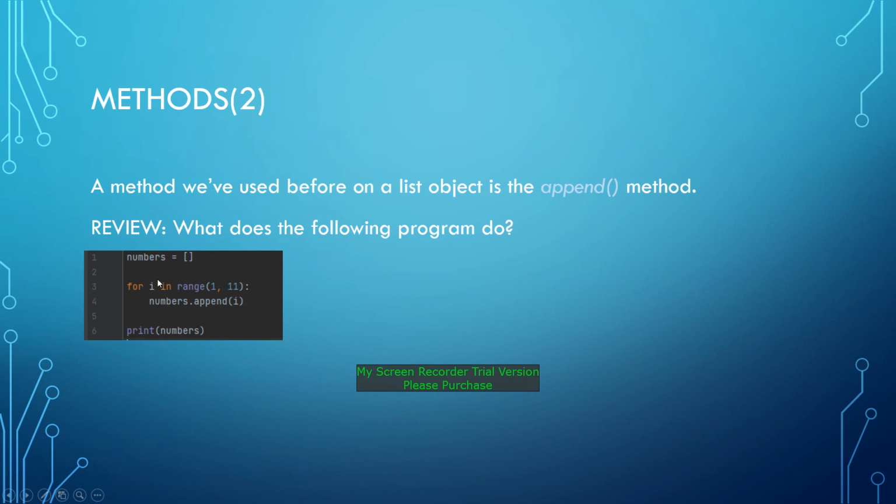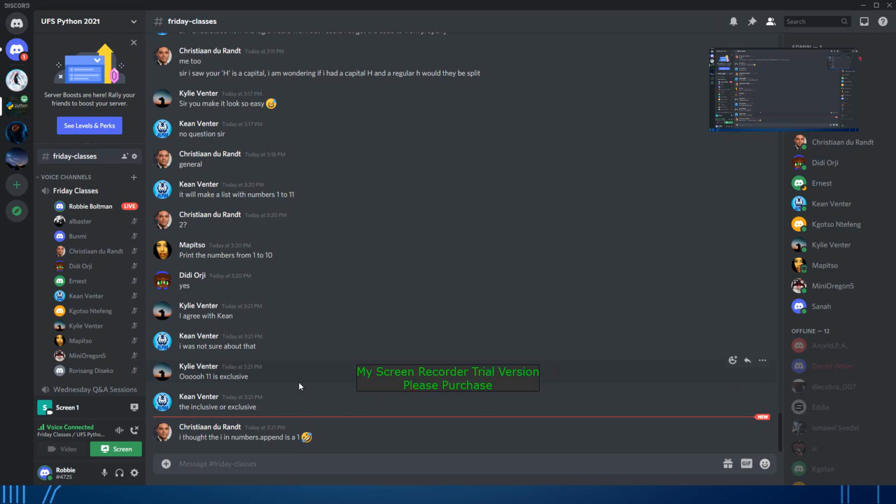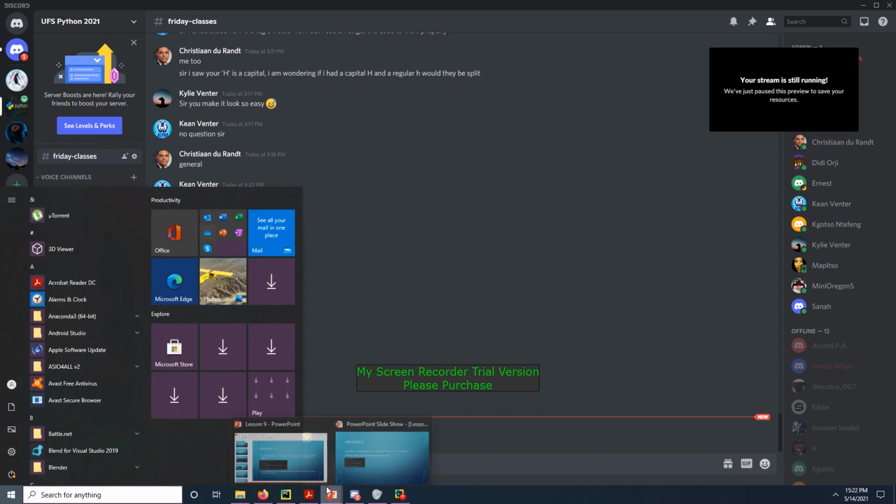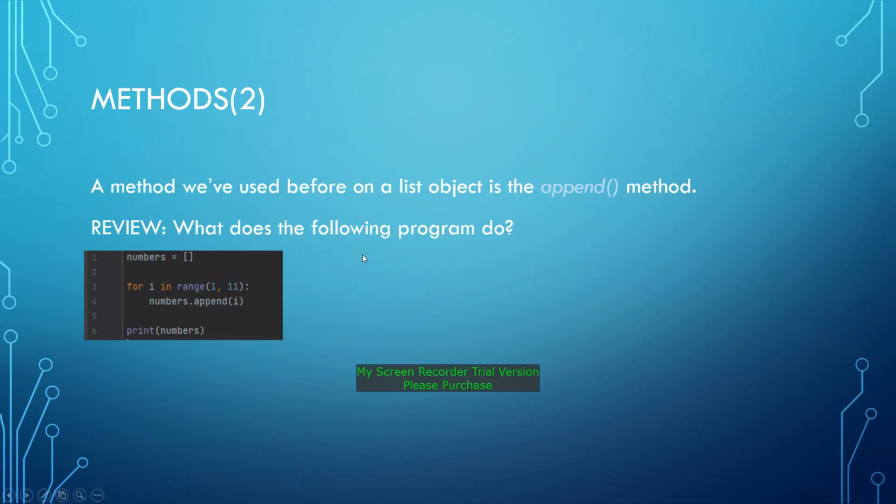Okay. So then we will move on to the next one. So i will be 2. 2 will be added, 3, 4, 5, and so on. And then we have a list of numbers 1, 2, 3, 4, 5, 6, 7, 8, 9, 10. And with the print function, we will print our numbers. Right. I thought the i in numbers.append is a 1. Ah, I see. Sorry, my PowerPoint might be a bit small sometimes. Right. No, it is an i. Okay, great.